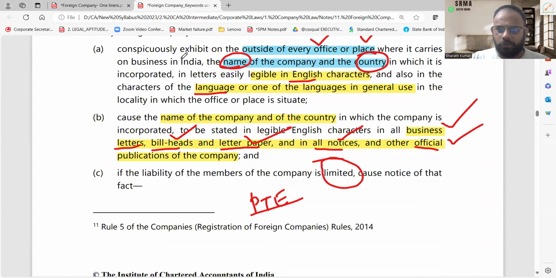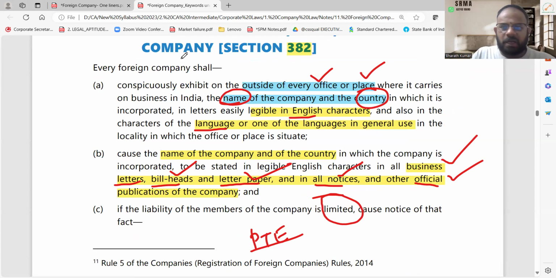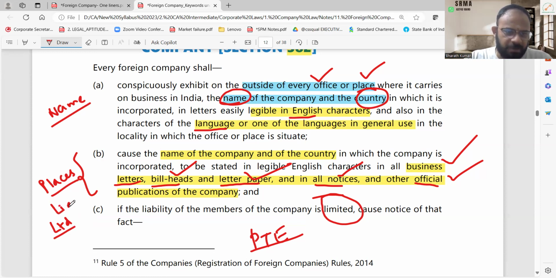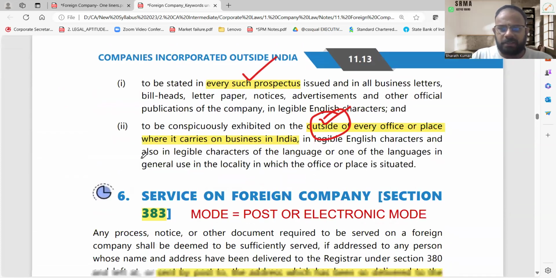So where will you have to do it? Your name of the company, name of the country, everywhere: business letters, bill heads, letter paper. This point is going to be major and crucial. So I told you 3 points in that particular section. One, the places. Two, whether it is limited, you should state. And another is the name of the company and the name of the country, everything you will have to give. Name, place, and liability. Remember these 3: name, place, and liability. That is all for this particular section.